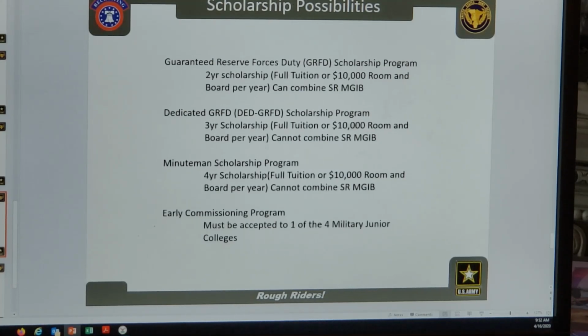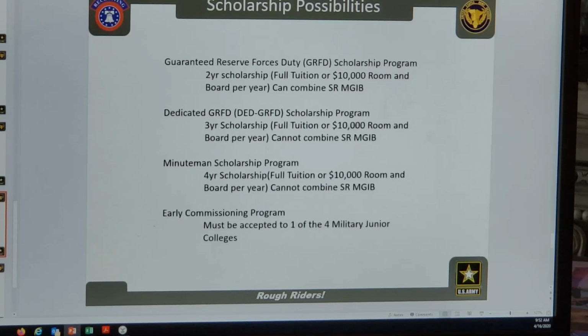So right up top, the Guaranteed Reserve Forces Duty Scholarship, 2-year scholarship. You can either take full tuition or $10,000 room and board. Yes, you can combine it with the Select Reserve GI Bill, but if they enlist as an 09 Romeo, they do not get GI Bill. Okay? Then you have the dedicated GRFD, dedicated scholarship. That's a 3-year deal, full tuition or $10,000 room and board, depending on what they need. So keep that in mind.